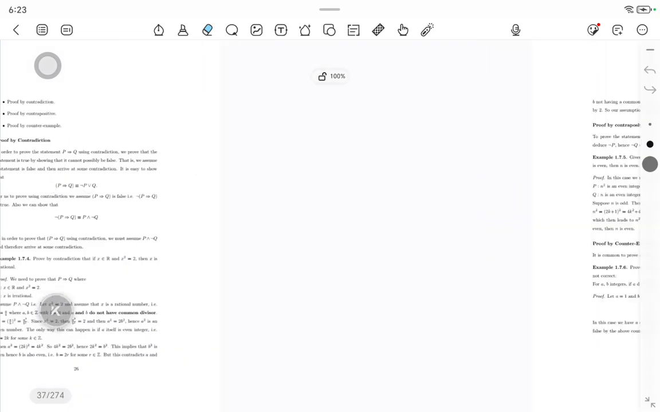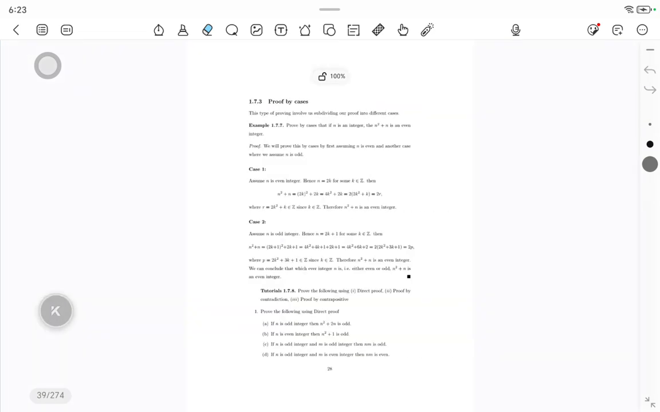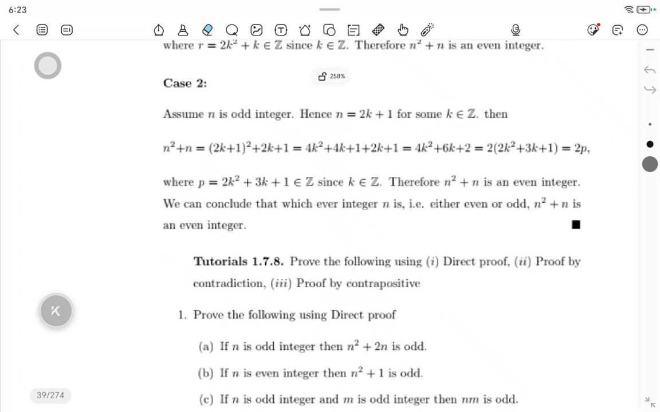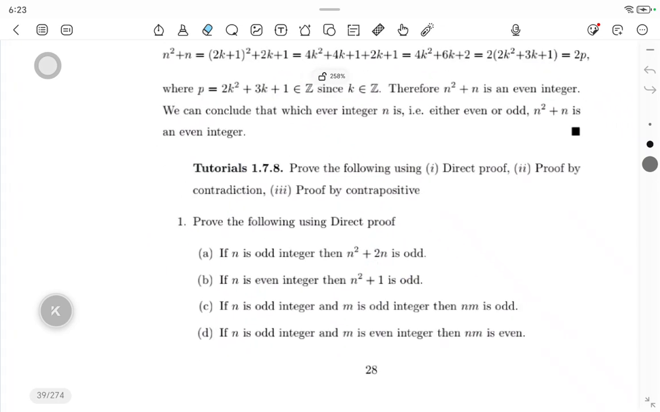We can do this. We approach a tutorial according to what we have gone through first. So we are given this. They say that n is odd integer, then n squared plus 2n is odd.